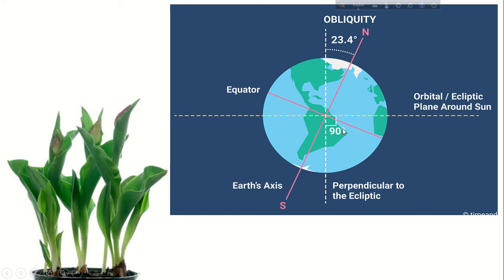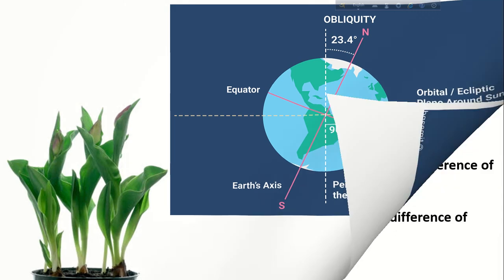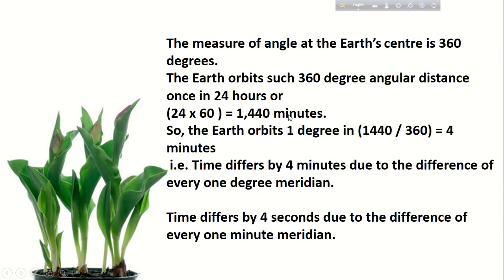If we convert these 24 hours into minutes, what will we get? 24 multiplied by 60, as we know 60 minutes equal 1 hour. So we will get 1440 minutes. So let's go to the calculation. The measure of the angle at the earth's center is 360 degrees. So the earth rotates 360 degrees of angular distance in 24 hours, and if we convert this 24 hours into minutes, we get 1440 minutes.